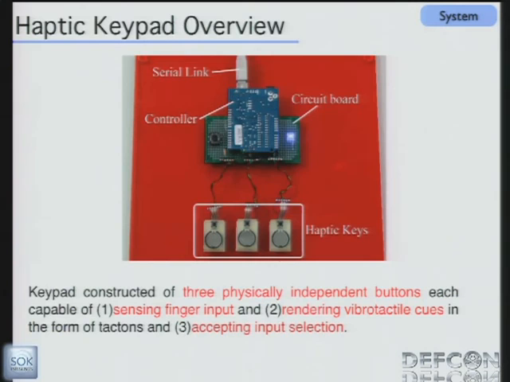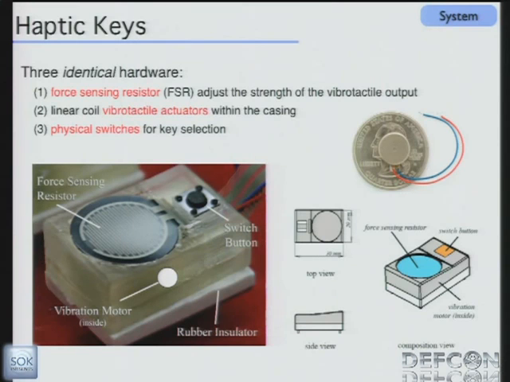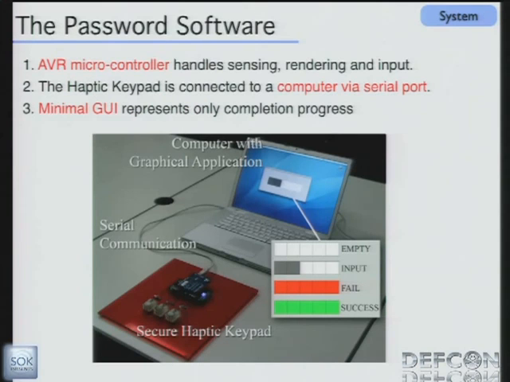And here's a prototype of a haptic keypad that uses them. Quite simple hardware. There's an Arduino that does all the work. And then the haptic keys each have a vibrotactile element and a sensing element. So here's what the keys look like closer. There's a force sensing resistor for adjusting the output of the vibrotactile element, and there's a switch for registering a key press. And then the actual vibrotactile motor that makes the vibration. There's visual feedback in the interface of how far along you are in the password, but nothing that indicates what was entered, just how many things were pressed.